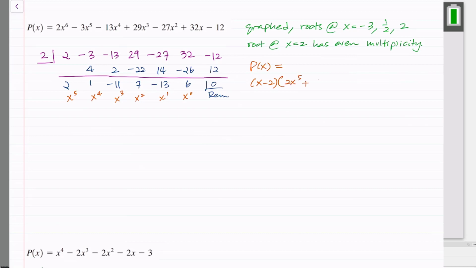And so you're going to have 2x to the fifth plus x to the fourth minus 11x cubed plus 7x squared minus 13x plus 6.